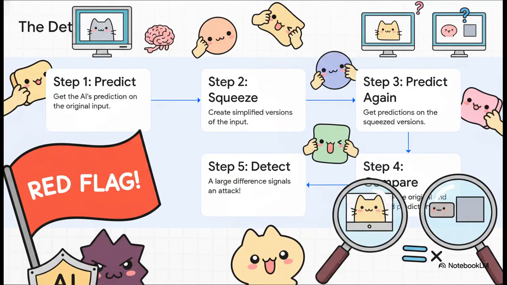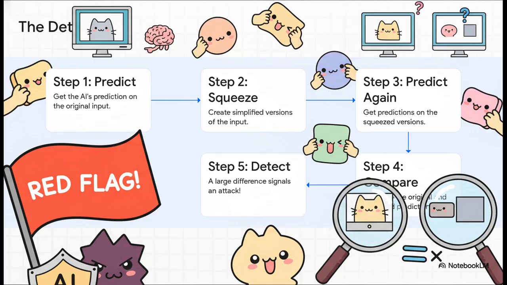So here it is, step by step. 1, get the AI's normal prediction. 2, make the simplified, squeezed versions. 3, get predictions on those too. And 4, the moment of truth. You compare them. Now, if the image is legitimate, squeezing it shouldn't really change the AI's mind much.